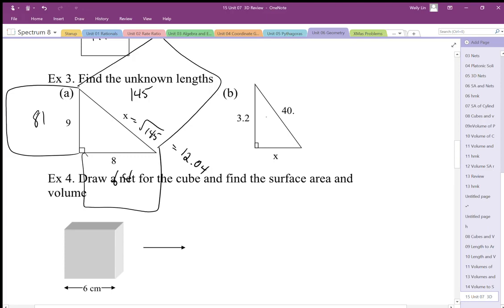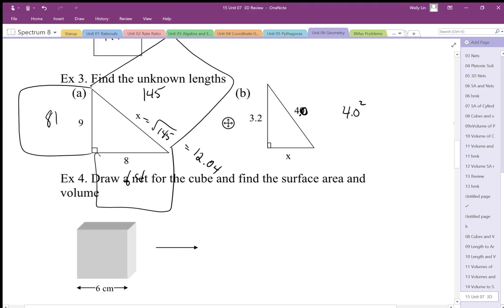This one here looks like there is a typo, but let's change this to 3.2 and 4.0. Okay, otherwise it looks kind of weird. So if I want to find this length, I'm going to find this square area. So I'm going to do 4.0 squared, and I'm going to take away 3.2 squared, and that's going to give me the x squared. So doing that on my calculator, 4.0 squared minus 3.2 squared gives me 5.76.